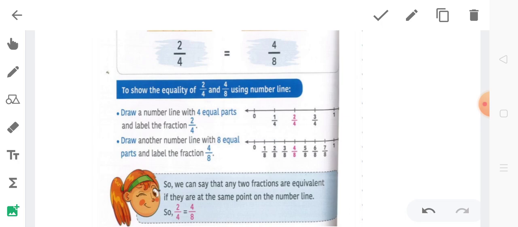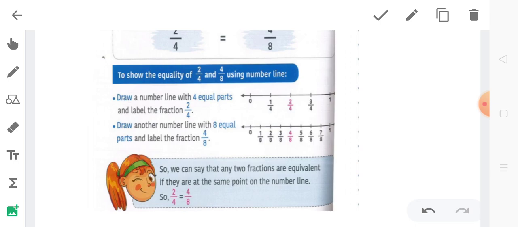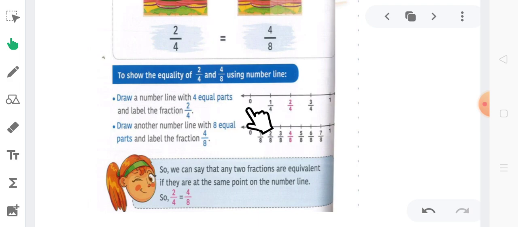To show the equivalence of 2/4 and 4/8 using a number line, draw a number line with equal parts. Remember, we should put the benchmarks 0 and 1. Then for the first one, I'm gonna cut this number line into 4 equal parts, into 4s. This is 0 over 4, 1/4, 2/4, 3/4, and 4/4. So she ate 2/4 of her sandwich.